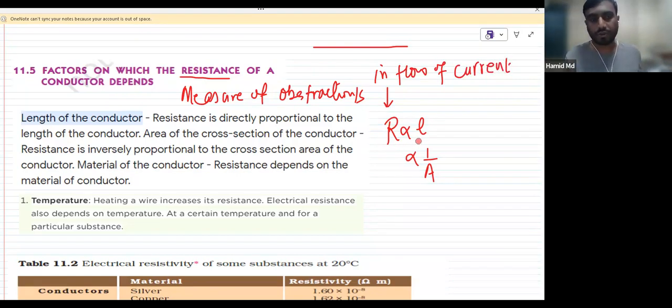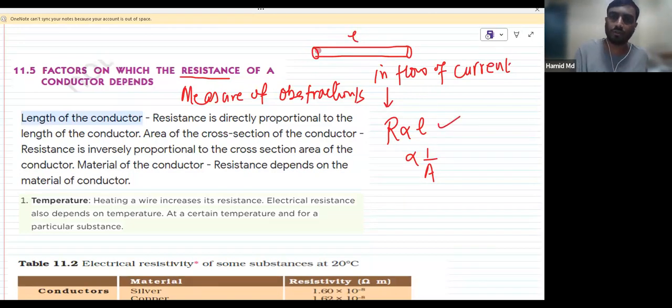So how does this obstruction generate? Because of collision of moving electrons within its molecules or within itself. So how does resistance depend on a length of wire L? It will depend on the length of wire and be inversely proportional to the cross-sectional area. Clear?